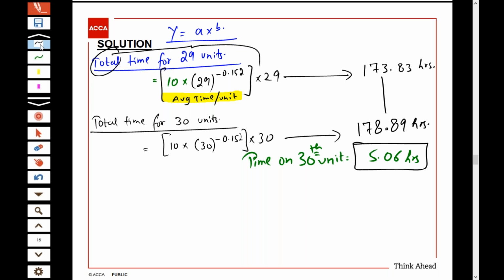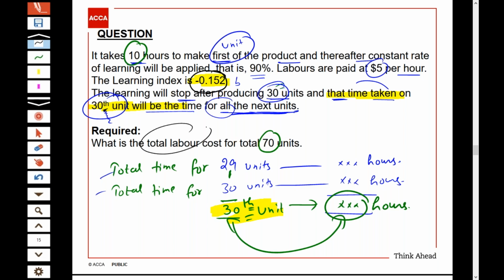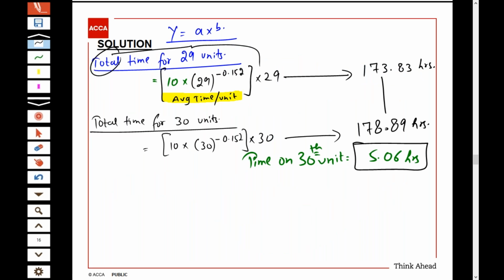Okay. Now what is the actual requirement? What is the total labor cost for 70 units? Now see students.